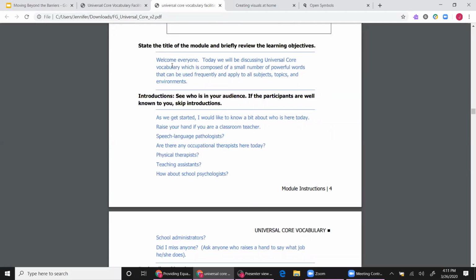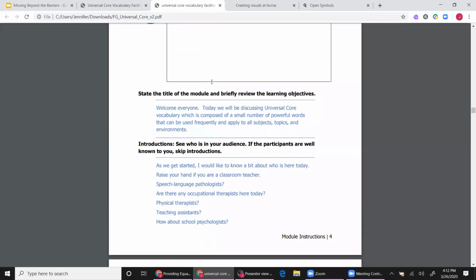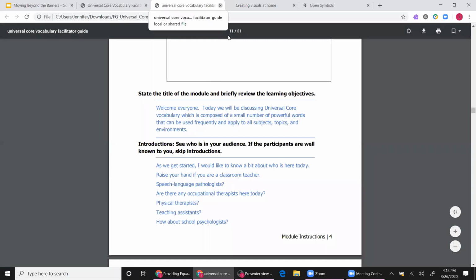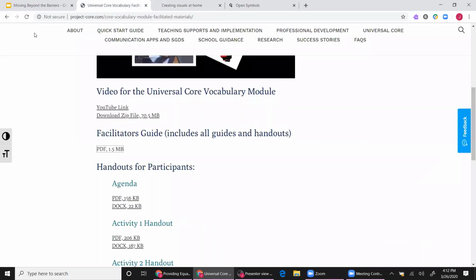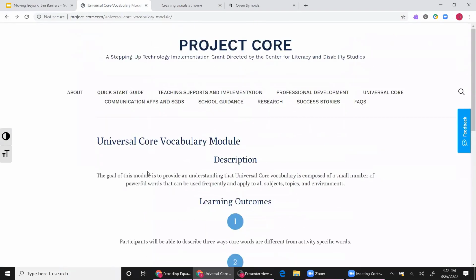So you might say, welcome everyone. Today we will be discussing universal core vocabulary, which is composed of a small number of powerful words that can be used frequently and apply to all subjects, topics, and environments. So it's really interactive. And if you don't want to get up in front of everybody, you can just, again, play that video link for the online self-directed module as well. So you have a lot of resources right here within Project Core.